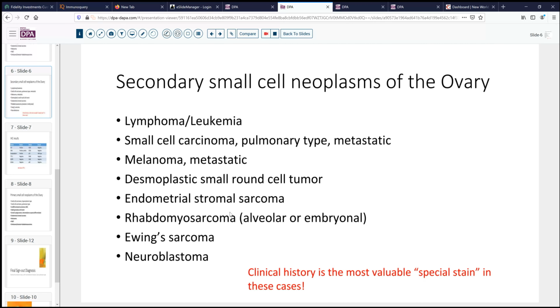And as is important to note in this situation, clinical history and evaluation of the entire patient, their history and their presentation, is probably the most valuable special stain in identifying and excluding these patients. So your radiographic studies may help a great deal, but the history can be vital as well.